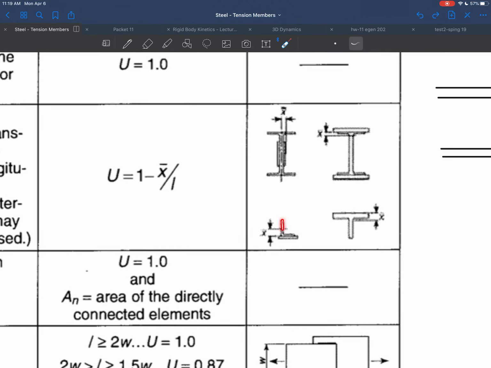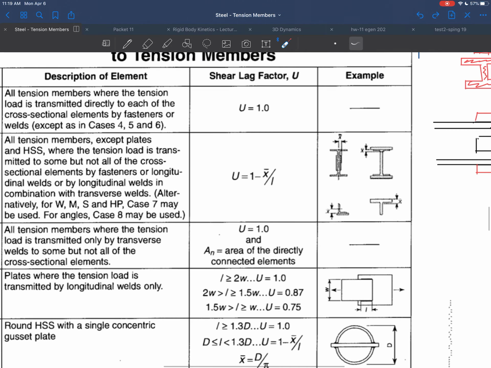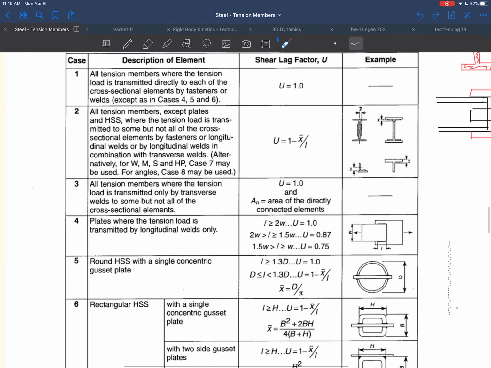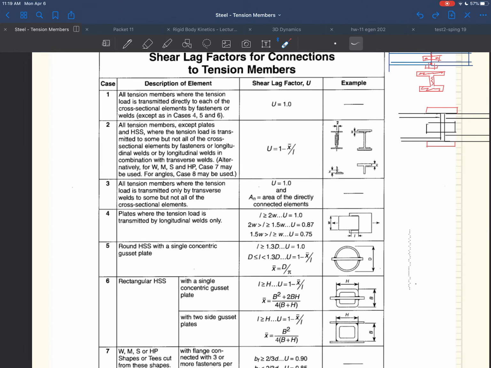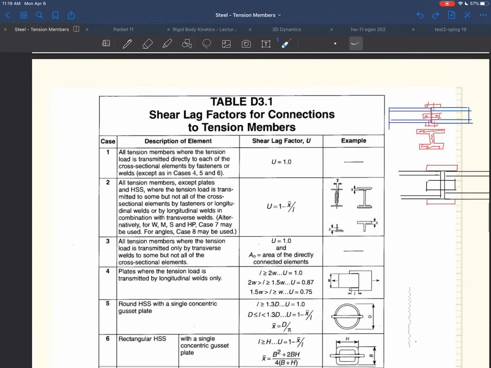Sometimes you can see it a little bit, like in this right here, it's the distance between the outside edge of the connection and the centroid of this angle is what it ends up being. Okay, this one's a little bit harder to see what's happening, but this is how you calculate the U. It's just 1 minus X bar over L, but what is the X bar? And what is the L, okay? And so what you do is, I really wish I had some more information about this. So what you do is you look at the commentary, right?